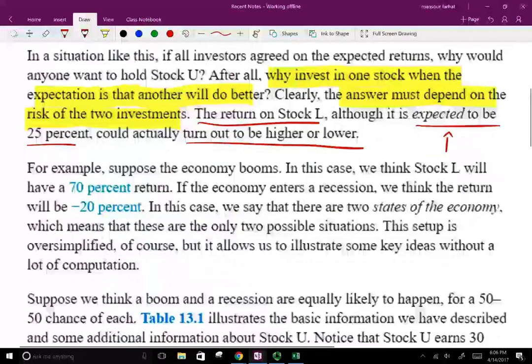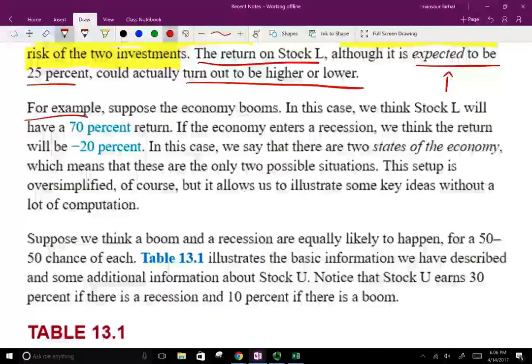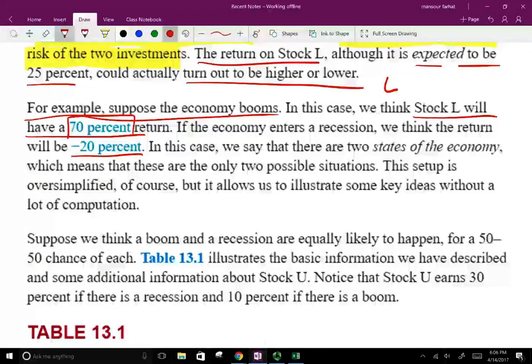Suppose that the economy booms. So in good times, we think that stock L would return 70%. If the economy enters a recession, it could be negative 20%. So stock L, in good times, is going to do really well, and in bad times, it's going to be negative 20%.